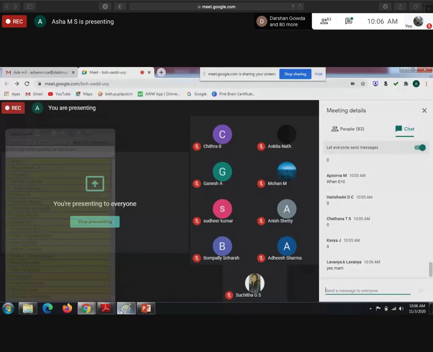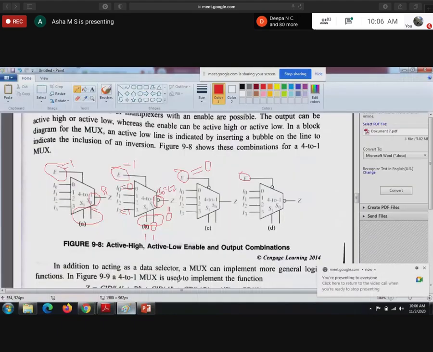Okay. Now look at D and tell me. Look at the diagram at D and tell me what it is there. When it will be active and what will be the output. So in C, when enable is 0, it will be active, and depending on the selection lines, it will select the data input and same thing will be reflected at the output. What about D? Look at the diagram and give me the answer.